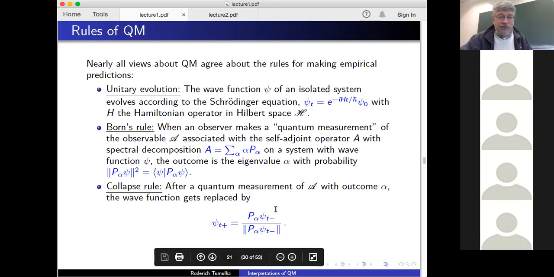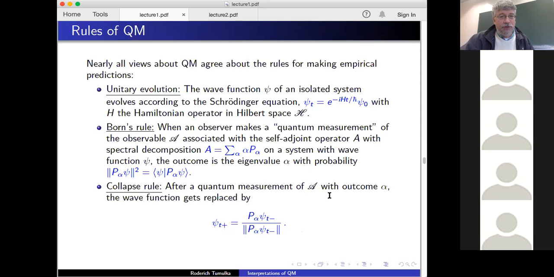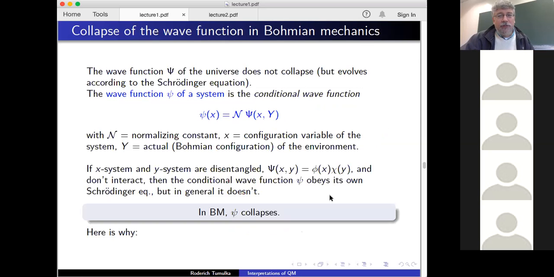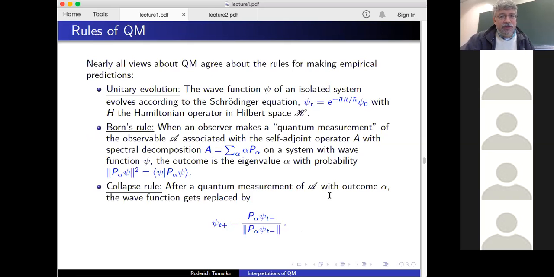You take that. So that's the wave function that goes into the quantum measurement. You project it to the eigenspace. You divide it by the norm to normalize it. Okay, that gives you the wave function immediately after the measurement. Good. Now, let me go back to the previous slide.